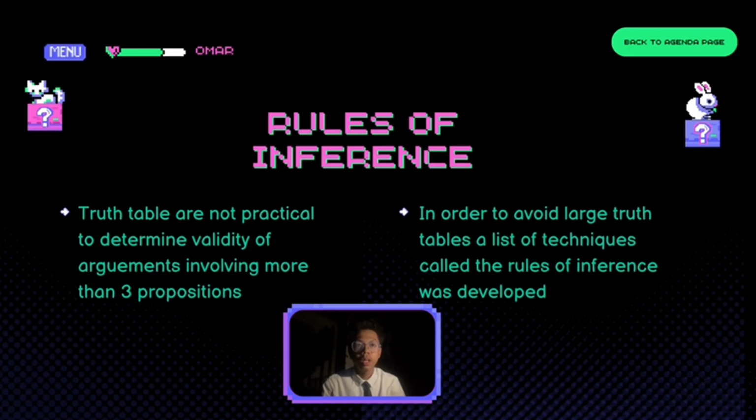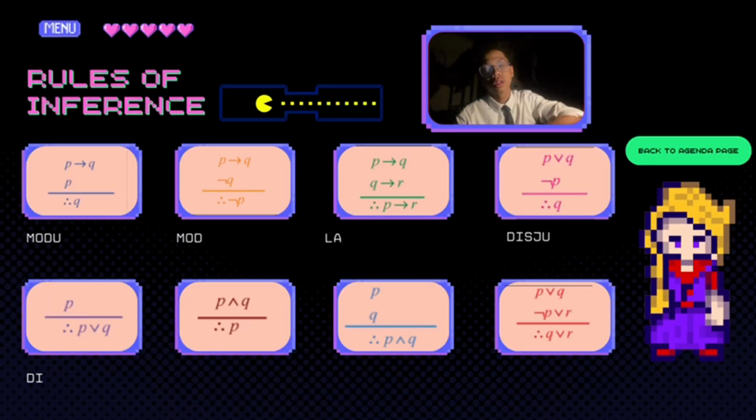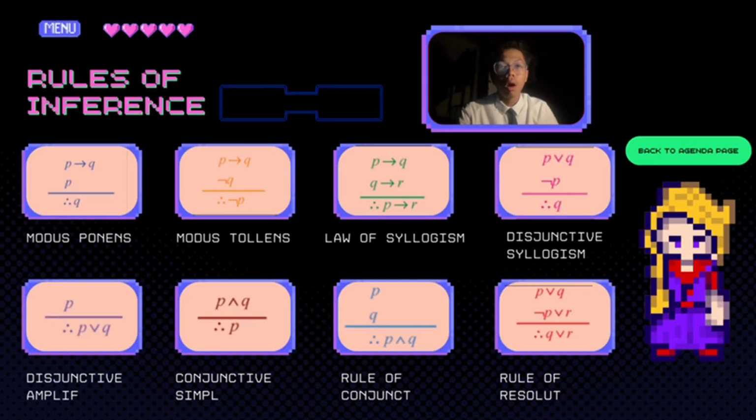So, in the argument, we have the rules of inference. The truth tables are not practical to determine validity of arguments involving more than 3 propositions. In order to avoid large truth tables, a list of techniques called the rules of inference was developed. So, I want to explain 8 rules of inference.